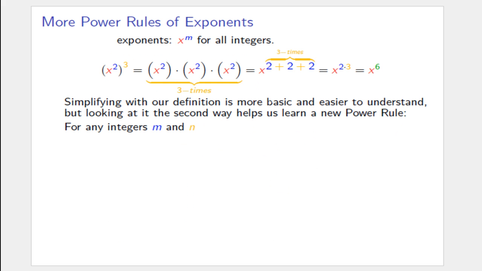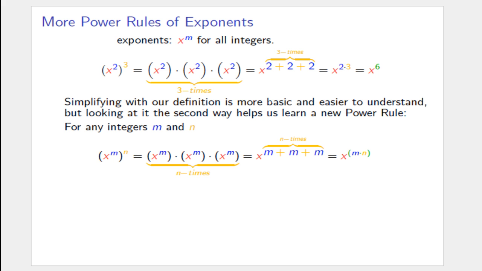For any integers m and n, if we have x to the m, then raised to the n power, this is x to the m times x to the m times x to the m, n times. But using the power rule, this means we have x to the m plus m plus m, n times. But if we add m to itself n times, then we have x to the m times n. This leaves us with the result: x to the m to the n equals x to the m times n.